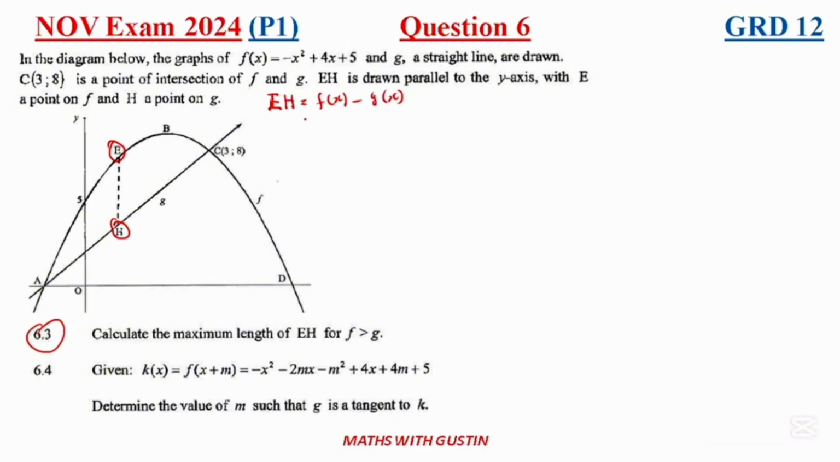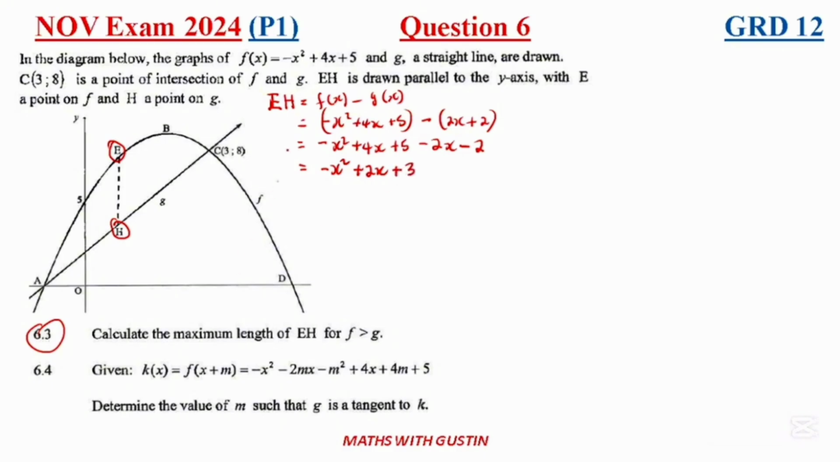Okay, so what do you have? f of x is (minus x squared plus 4x plus 5), all in brackets, minus (2x plus 2). So we're going to have to simplify this. This will stay as minus x squared plus 4x plus 5 minus 2x minus 2. Once you simplify further, we're going to have minus x squared, 4x minus 2x is going to be plus 2x, 5 minus 2 is going to give us 3.